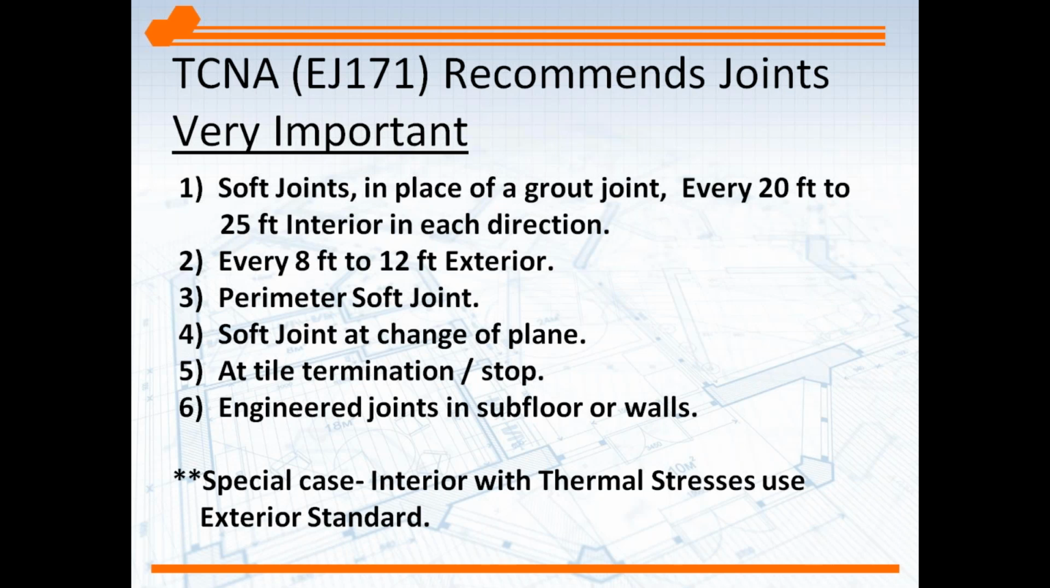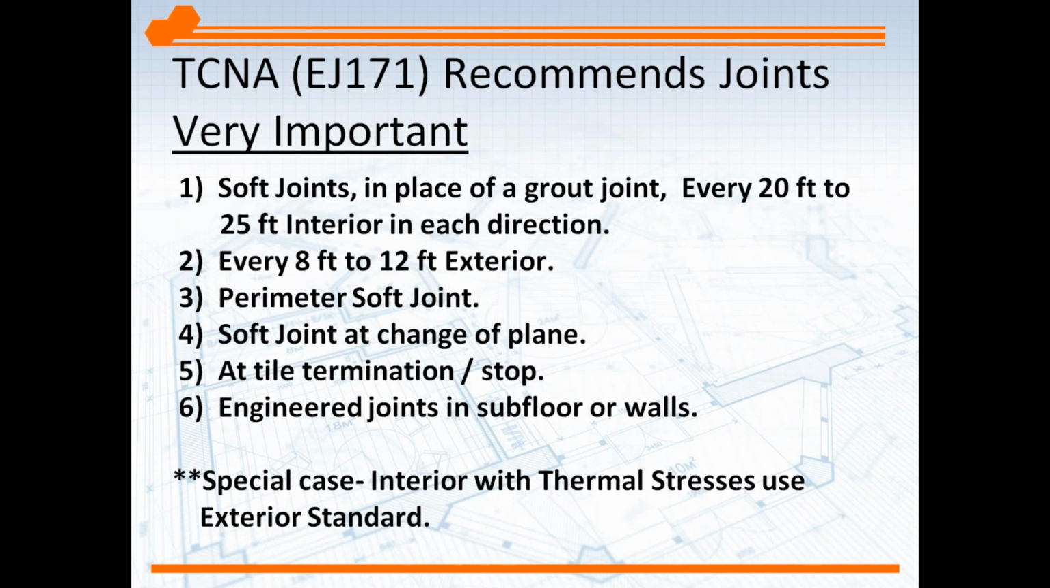We need to include a perimeter joint. We don't want to butt that tile up against anything. It's going to restrict the movement, obviously. So we need a perimeter joint wherever the tile is installed. We need a soft joint at change of plane. So inside, outside corners, floor to wall, that's a change of plane, and we're going to need a soft joint there.